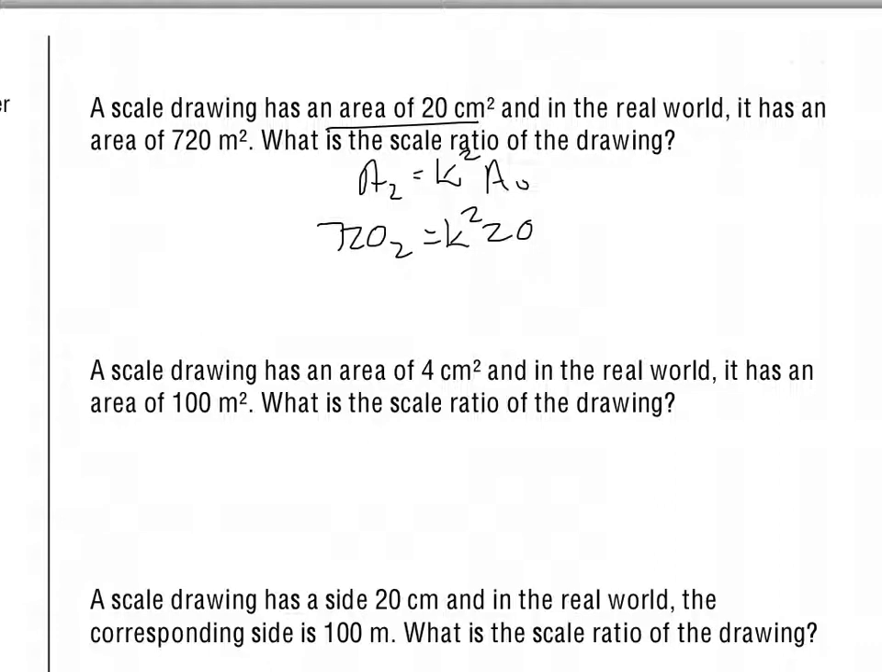So again, we're using the area formula. When we go ahead and divide by 20, 36 is going to be equal to k squared. That's not the scale ratio, that's the area ratio. So in order to find out what the scale ratio is, I need to figure out what times itself gives me 36. So that tells me that k is equal to 6. So we have a 6 to 1. This is 6 times larger. K is equal to 6.